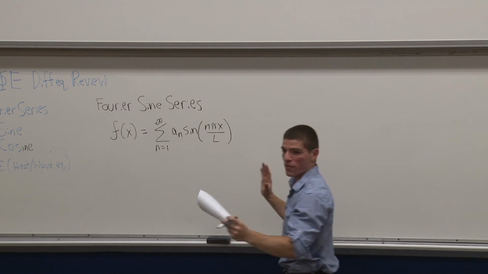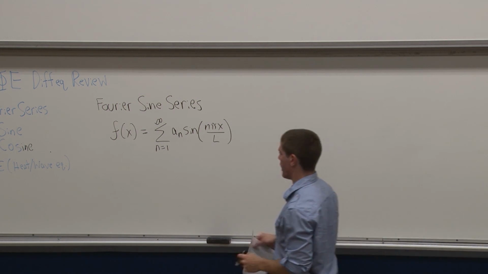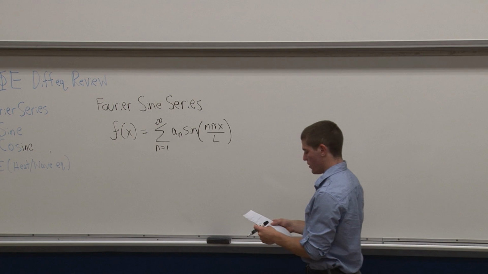And L is just the length of the function because it can go from 0 to pi, 0 to 2 pi. You guys will see that in the example. So this is important to know. It's fairly easy to know. So it's good that you know that.